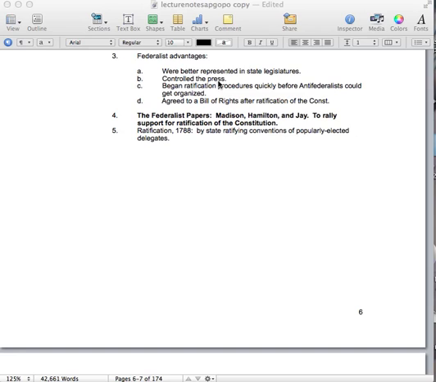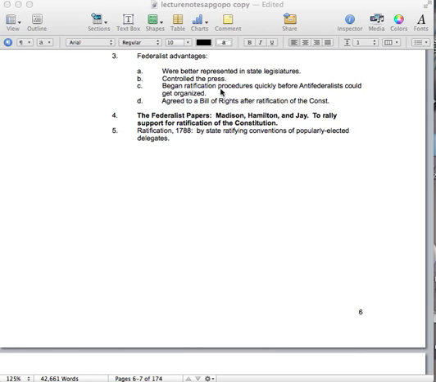So if you control the press, what do you control in essence? What are you controlling in any society? Think about it. Answer it. Let me know tomorrow. But you guys are smart enough to understand why that's very, very important. They began ratification procedures quickly before the Anti-Federalists could get organized. Because again, think about who the Federalists are.